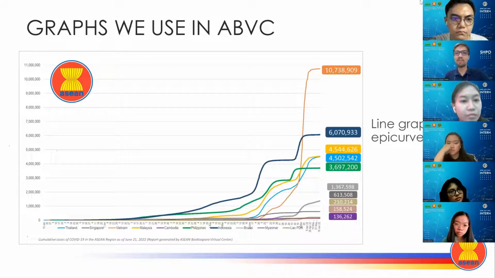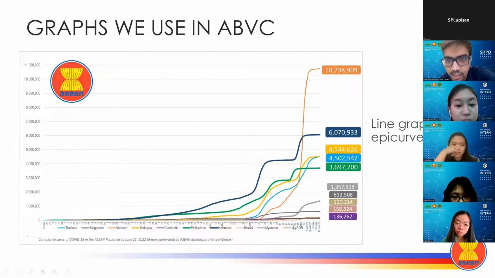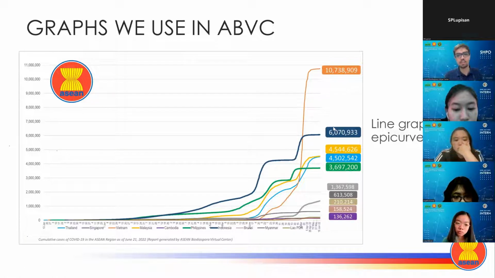When we analyze the data, this is what we usually do when we look at graphs. Why is this country so high, like Vietnam? What happened in the Philippines? As you can see, it's around March that Vietnam surged and overtook all of Thailand, Malaysia, and Indonesia. Was there a problem with Vietnam's policy?